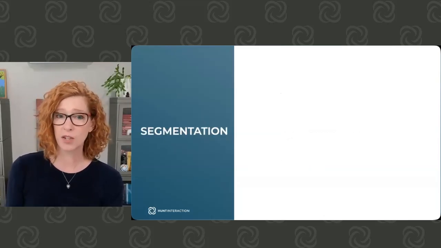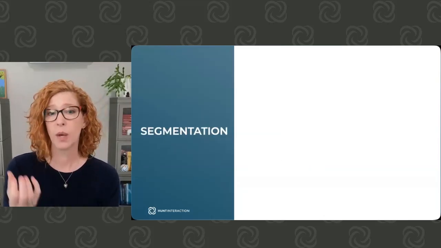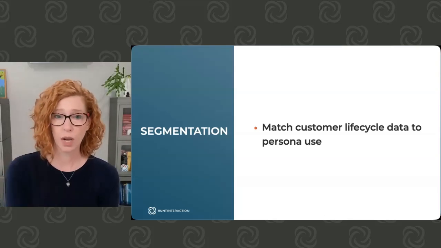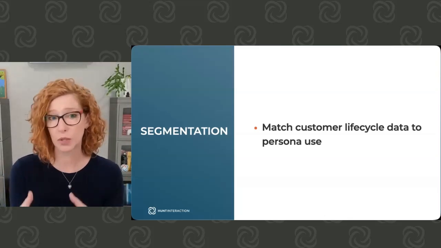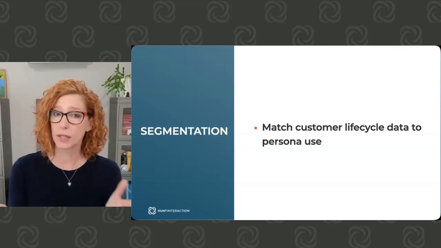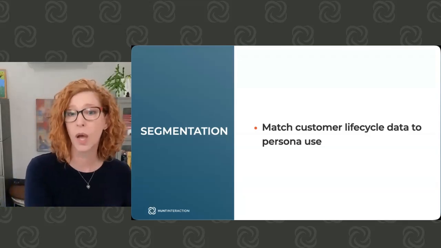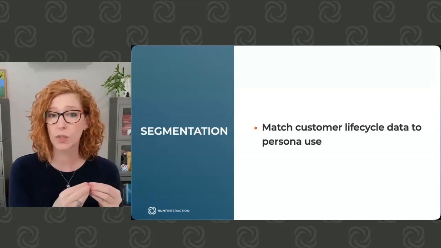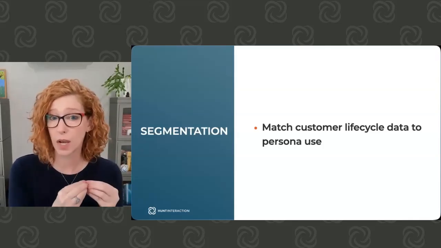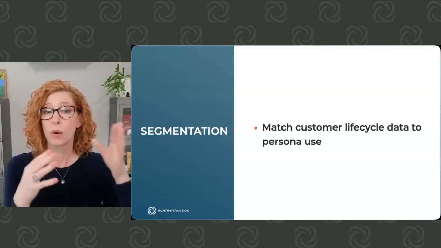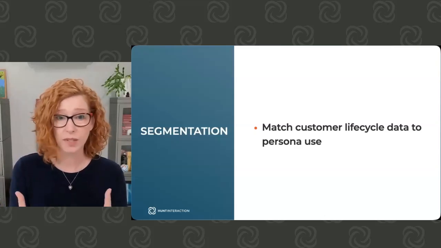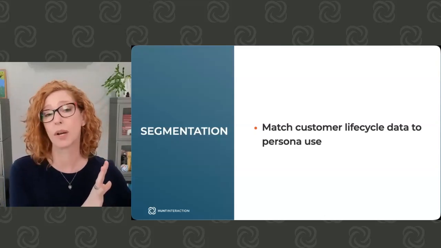So here's the segmentation piece that most people mess up. You need to match your data source to how your persona is actually going to get used. So for instance, if your sales team is using these personas to qualify and close, pull data from recent closed won and closed lost deals. So recent, focus on recency, not customers from 3 years ago when your product was different.